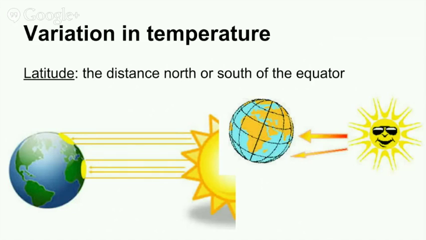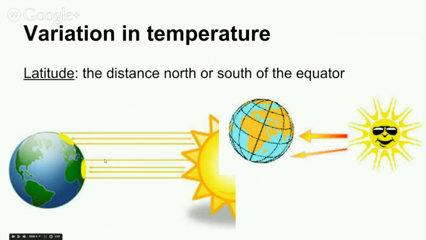Variation in temperature is due to many things, including latitude, geographic position, differences in the heating between land and water, altitude, ocean currents, and cloud cover. So the first one we're going to talk about is latitude. So this is the distance north or south of the equator. So the equator is right here, distance north or distance south. They're the ladder rungs within the latitude-longitude system.